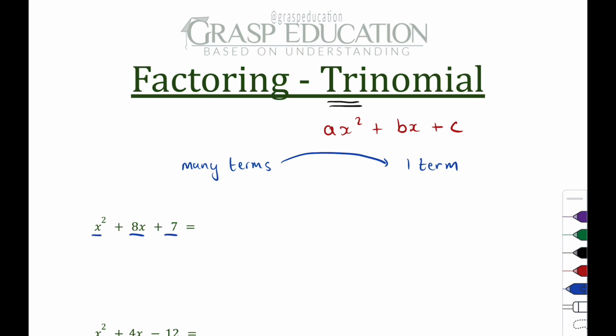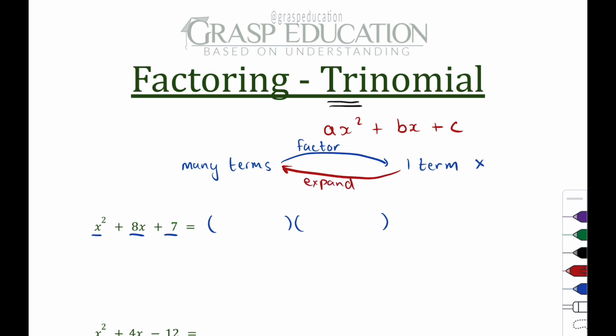And we want to change those three terms into one term, which means that everything's going to be multiplying or dividing in this expression. So how do we get from many terms to one term? We factor. And usually for a trinomial, we factor with two brackets. And how would I get from one term to many terms? Well, I would expand.